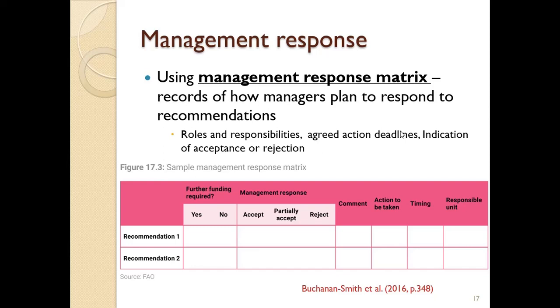So the management response matrix contains records of how managers plan to respond to recommendations that have been made, okay? Because the agency, at the end of the day, commissions the evaluation so that recommendations and findings can be made, and then they can be learned. The agency can learn from those, and the responsibility is on the shoulders of the manager. So the manager can use the management response matrix to trace and track how recommendations are being implemented or responded to or learned from.